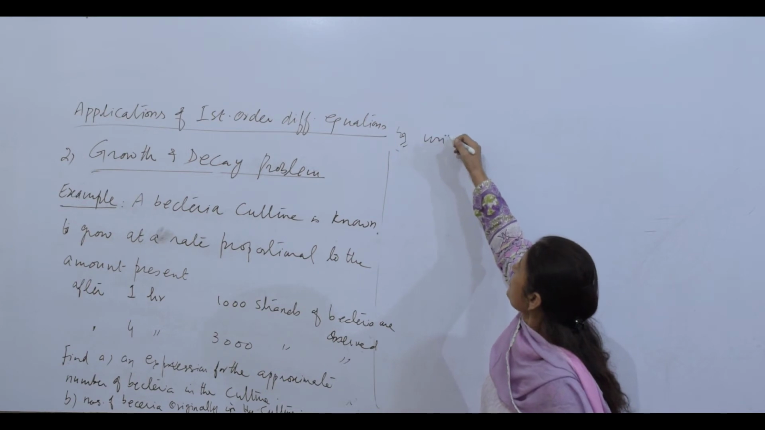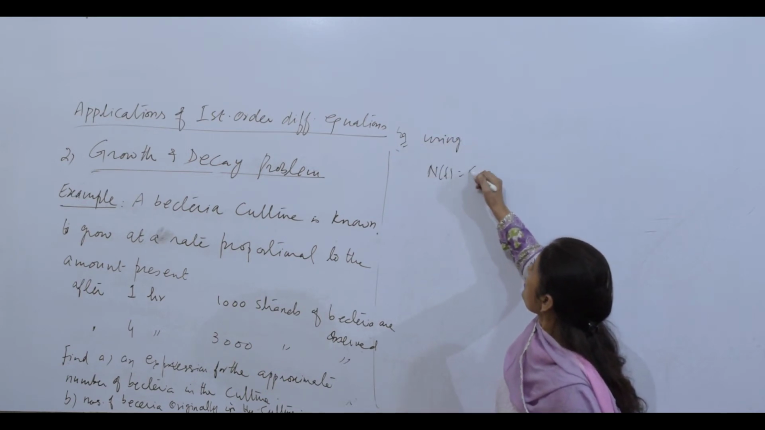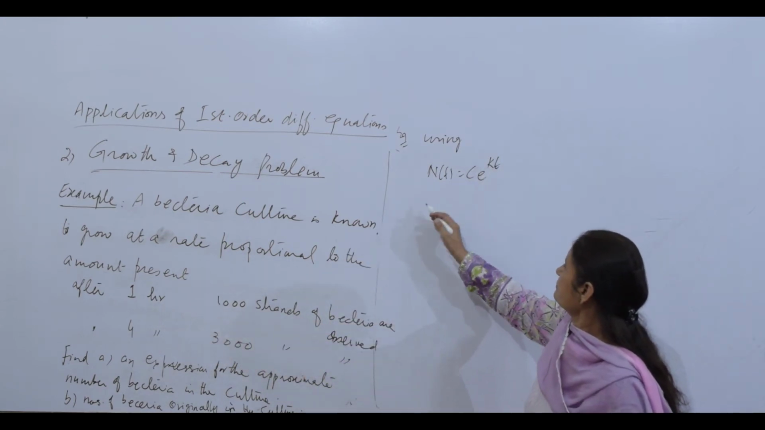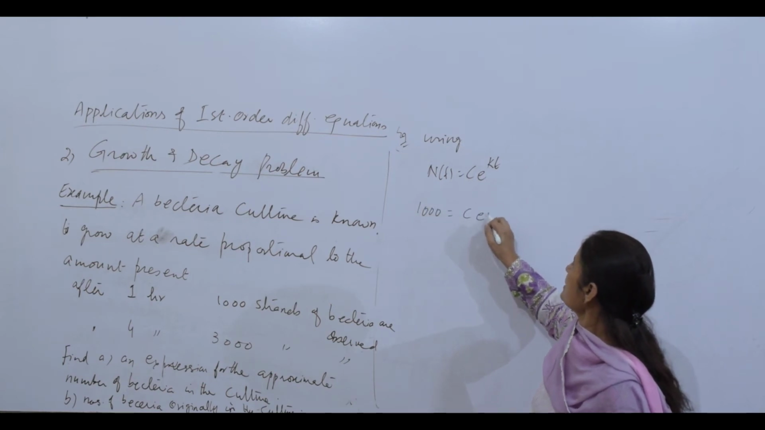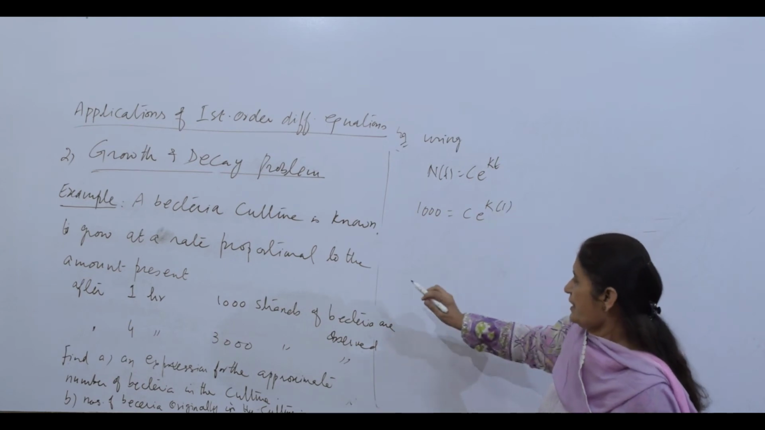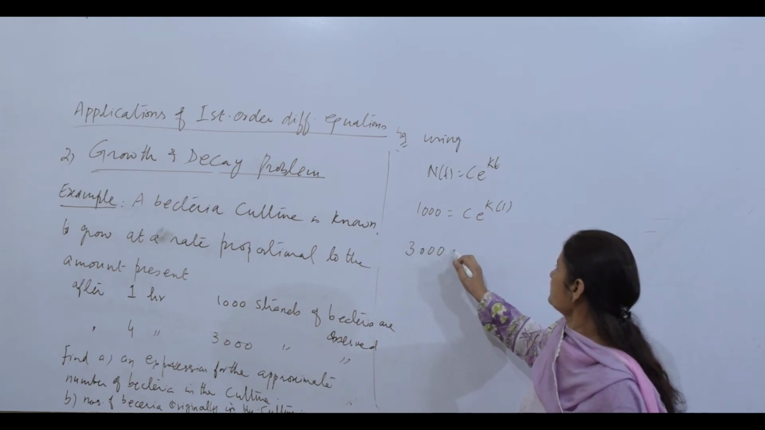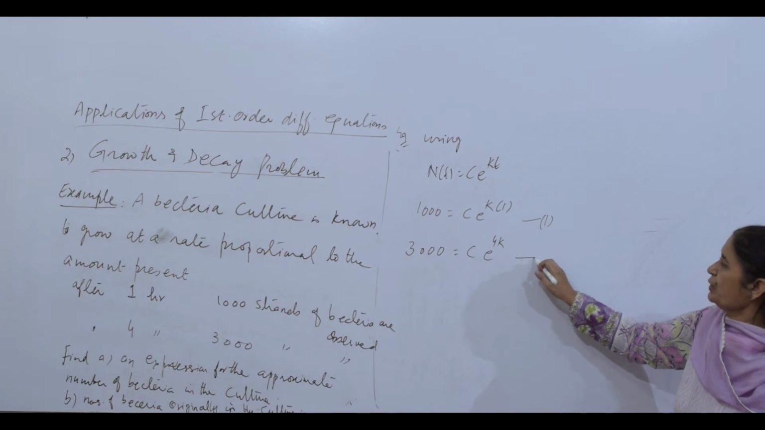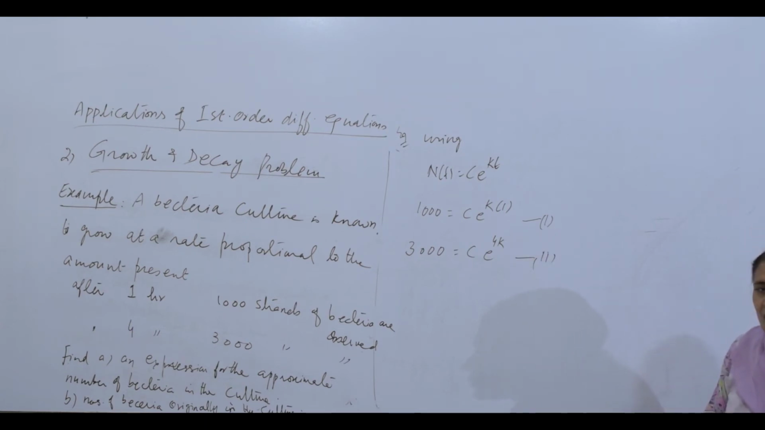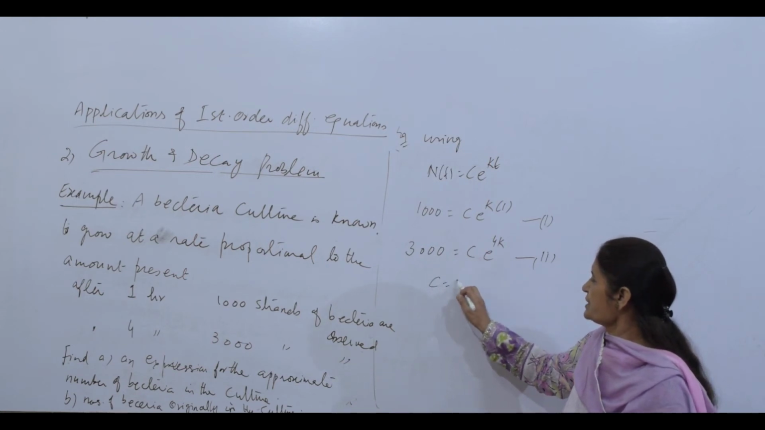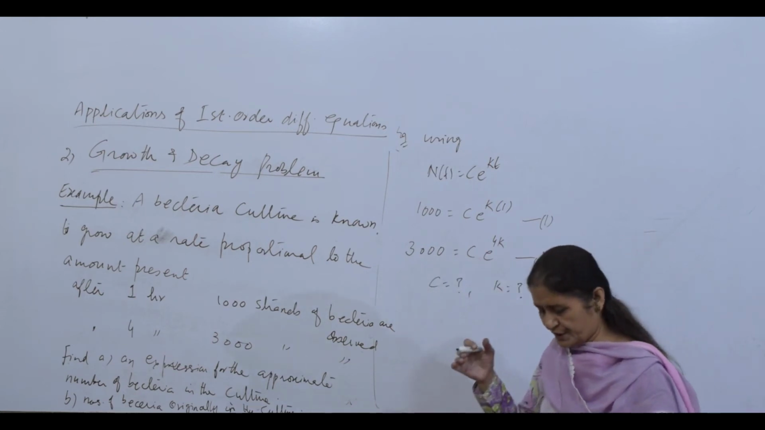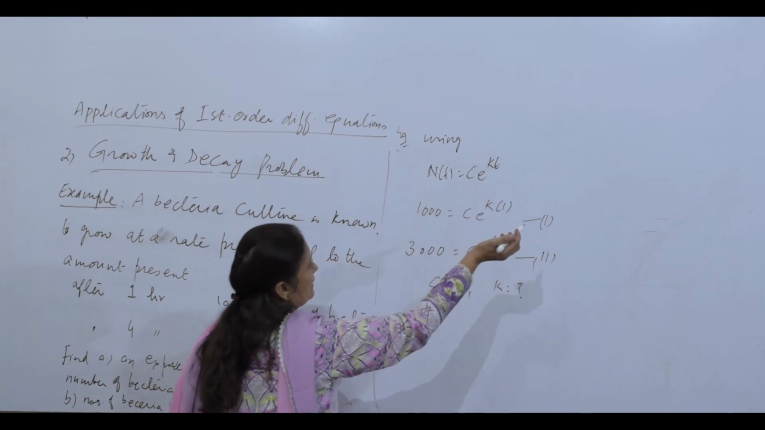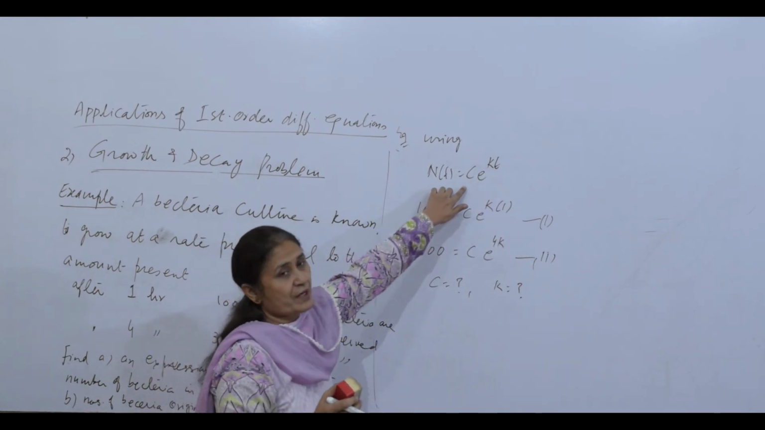Solution: using the same equation, which is N(t) is equal to C e^(kt). After 1 hour, 1000 strands: 1000 = C e^k, t is 1. And after 4 hours, 3000 strands: 3000 = C e^(4k). So two equations, two unknowns, solving for C and K. If you solve, you can find C and K using a calculator. Putting the values of C and K in equation A, that is the required expression you are looking for.